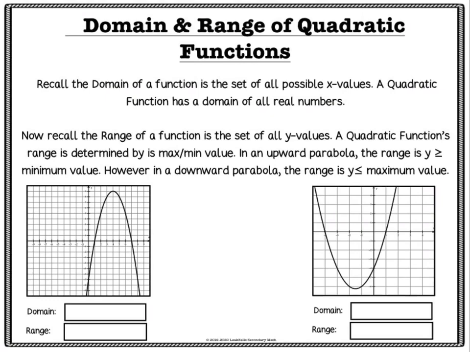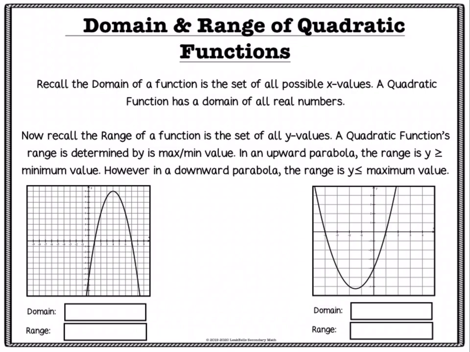In an upward parabola, the range is y is greater than or equal to the minimum value. But in a downward parabola, the range is y is less than or equal to the maximum value. So when we look in this picture here, we have two examples that we're going to go through. When we look at this one over here on the left, what we see is a downward parabola.